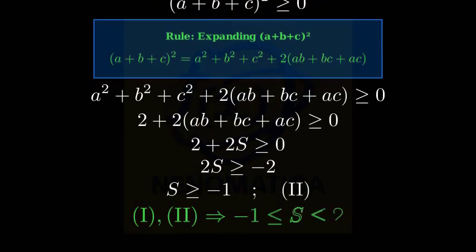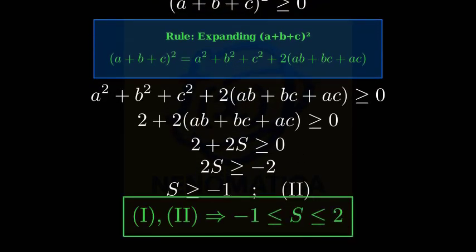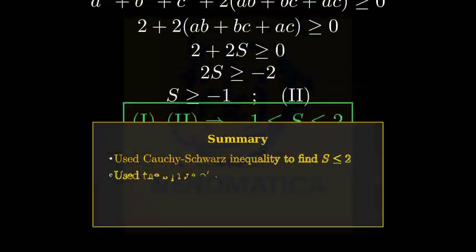Finally, combining the two inequalities we derived, S is less than or equal to 2 from inequality 1, and S is greater than or equal to negative 1 from inequality 2, we can conclude that S is bounded between negative 1 and 2, inclusive. Let's summarize what we did.